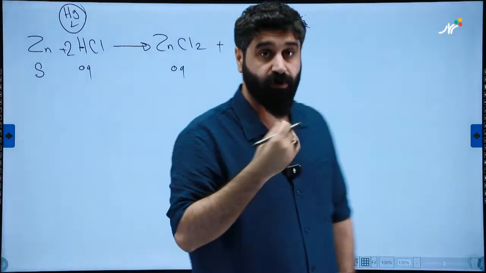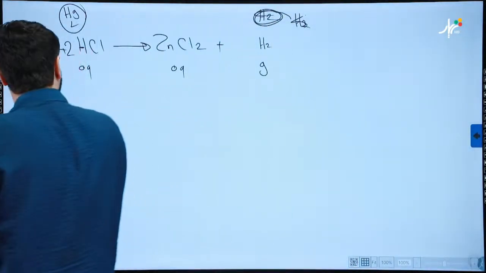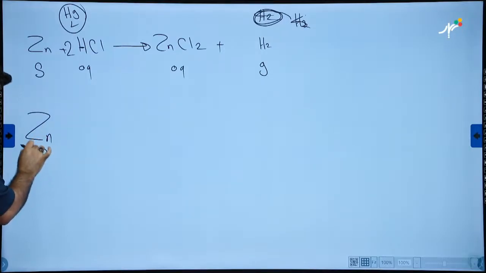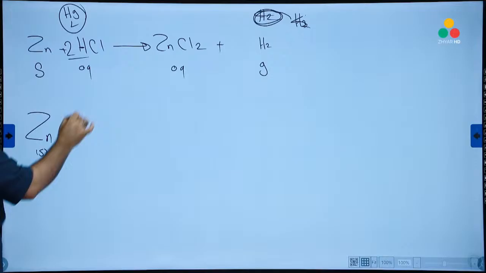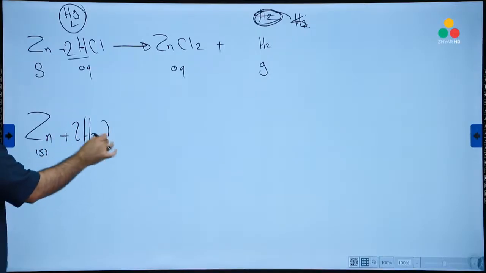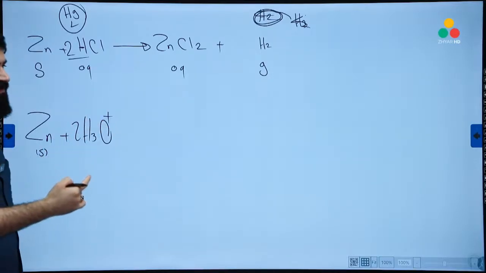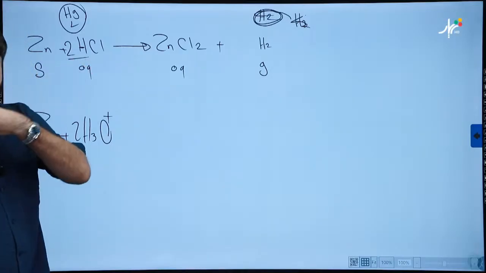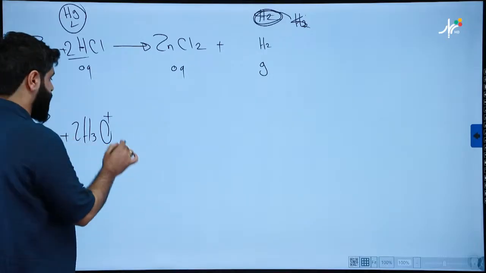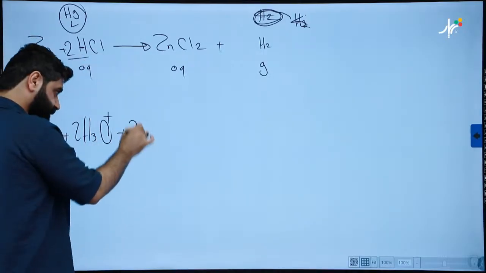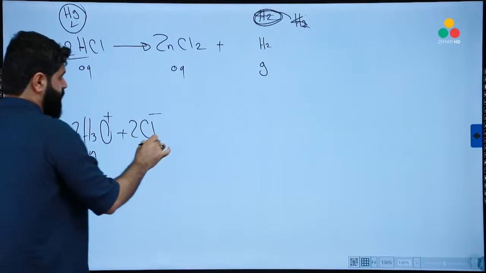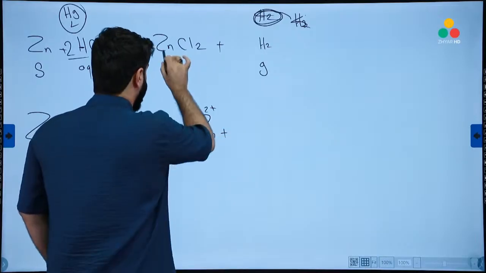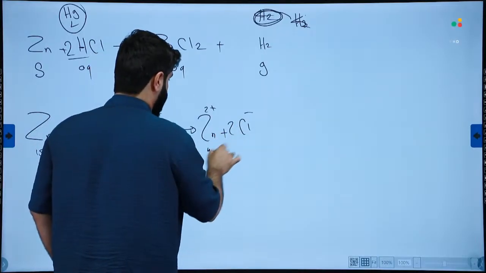And now it's time for the overall ionic equation. Never change the metal. The metal must stay the same. Zn, uncharged, plus 2H will become 2 hydronium ions. Because we have 2 hydronium ions, do we need 2 OH groups? No. This is not a neutralization. There is no base, so there is no OH. Plus 2Cl negative ions, AQ, AQ. How about this side? Zn 2 plus and the 2Cl negative ions, AQ, AQ.